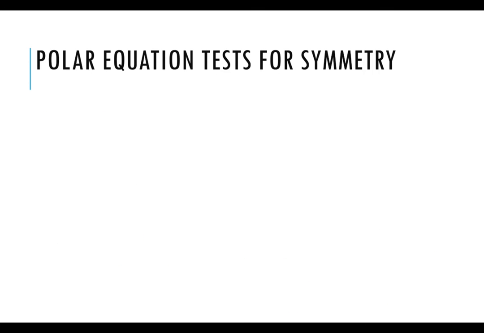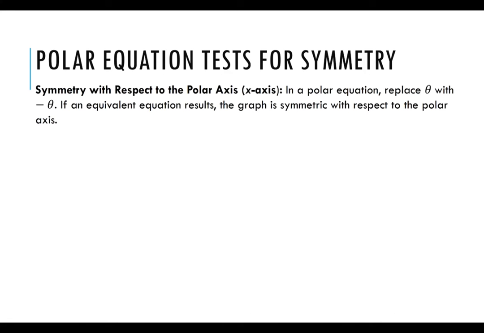Now we have some tests that given a polar equation we can test for specific symmetries. Now I have a little bit of a caveat we'll have to discuss later, but understand that this just tells us if those symmetries do occur. So if we want to test if this function has a symmetry with respect to the polar axis, that is the x-axis, in a polar equation what we're going to do is replace theta with negative theta. And then if we simplify that statement as much as we can and we get an equivalent equation, then we're going to say that the graph is symmetric with respect to the polar axis.